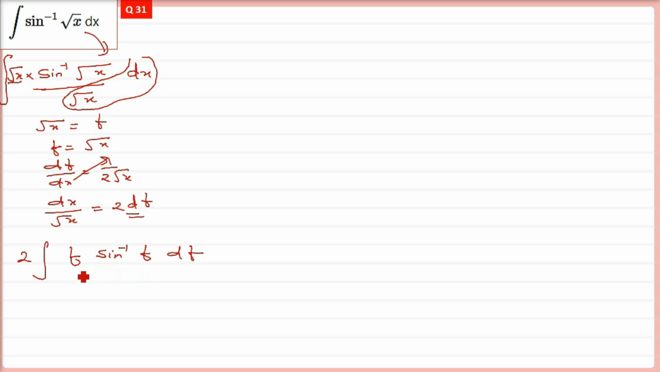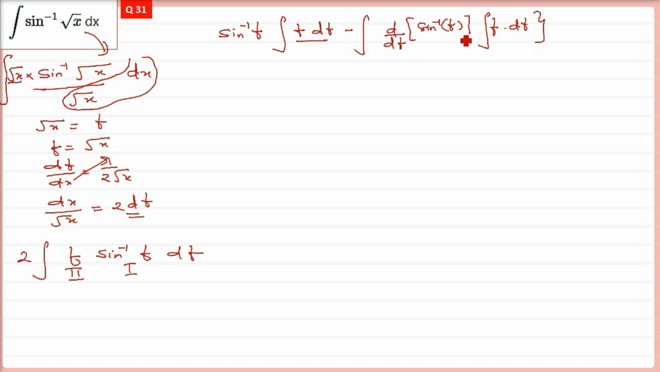Now for this t into sine inverse t, we will take one function as the first function, the other one as the second function. But we have to see the integrability also. That's why we have to take sine inverse t as the first function and t as the second function. So this sine inverse t will be the first function, then the integration of t dt, minus integration of the differentiation d by dt of what? Sine inverse t. This is the first function, and the integration of t dt. And when we multiply these two, again an integration will be performed.